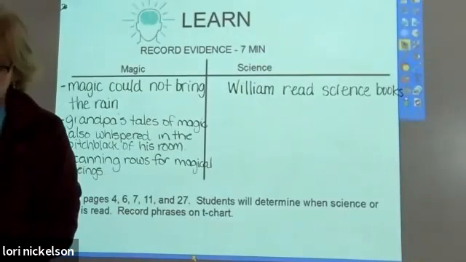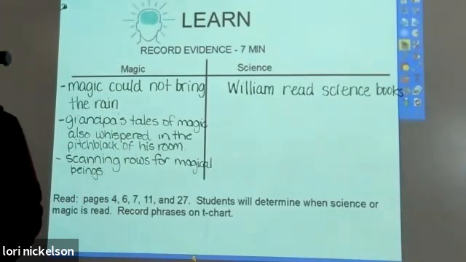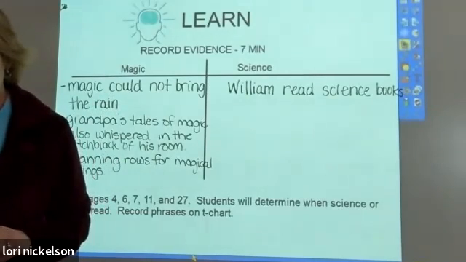Well, guess what? I've already got that one up there. That magic could not bring the rain. All right, let's look at our next one. Page 11.